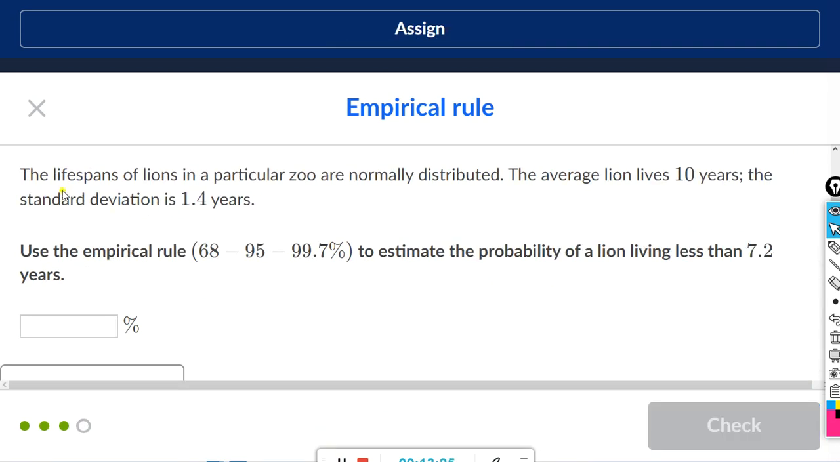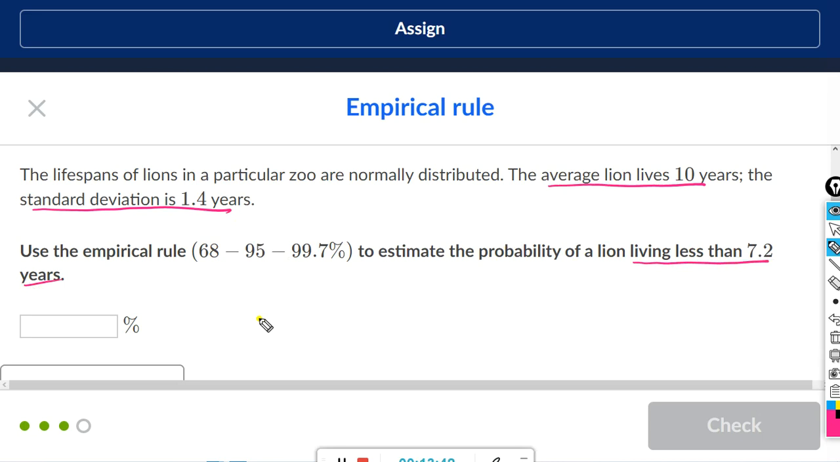All right, last one. The lifespan of lions in the zoo are normally distributed. The average lion lives 10 years. The standard deviation is 1.4. Estimate the probability of a lion living less than 7.2 years.